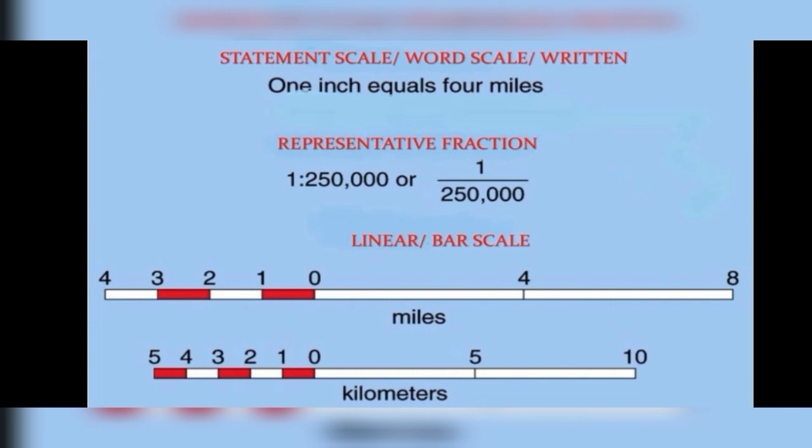Next, linear scale method. A linear scale is a graphical representation of a scale on the map. In this method, the map distance is shown through a straight line. It is usually drawn near the lower portion of the map. It is the most accurate method of measuring distances on the map.